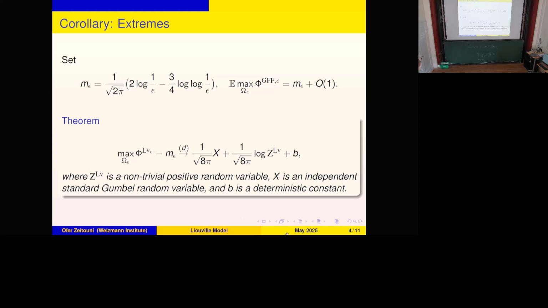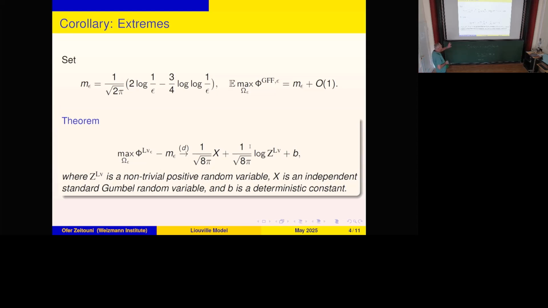So there is a Gumbel random variable, there is an extra log of a positive random variable, which is independent of that Gumbel, and then there is some other constant, and everything here depends on M. I want to emphasize that. So I'm not discussing the dependence in M. In fact, it will show up in the open problems later.